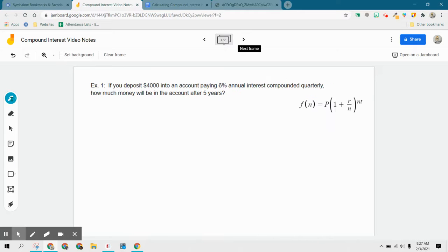All right, let's take a look at our first example. We're going to determine here, if we have an initial deposit of $4,000, we have an account paying 6% interest compounded quarterly, how much will be in the account after 5 years. So what I'm circling here are all the pieces of information that we need to know in order to solve this problem. And I'm going to go ahead over here. I'm going to write down all the things we need.